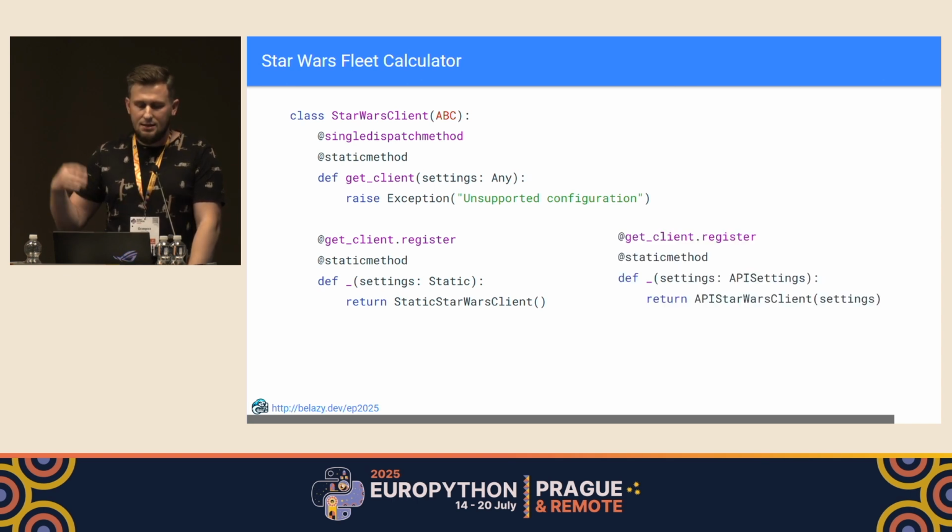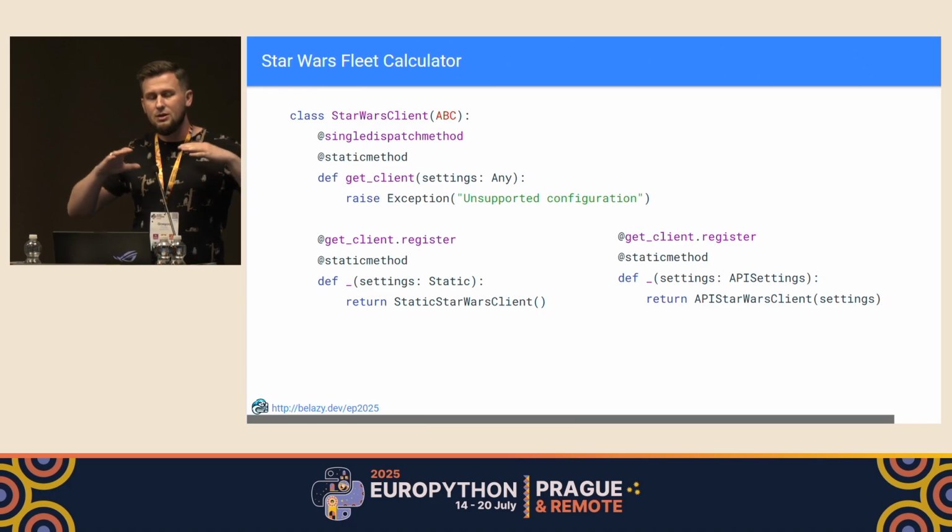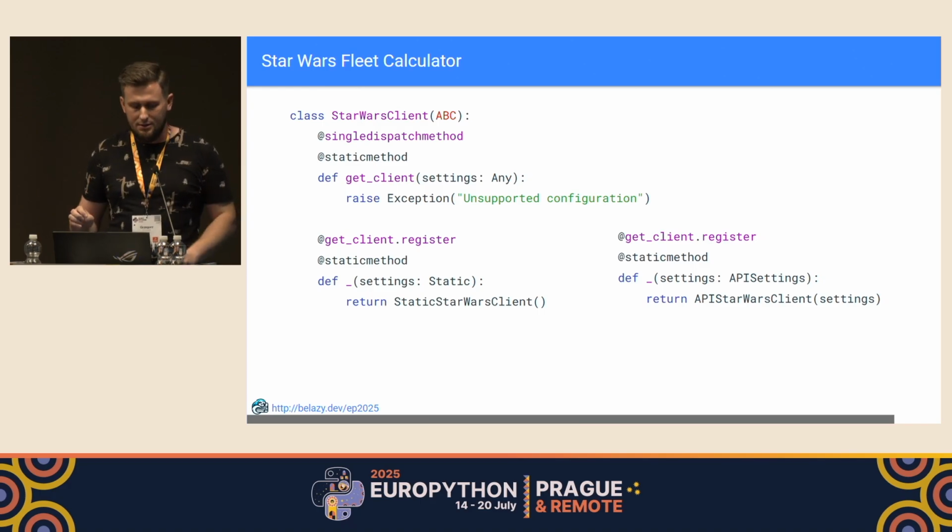And we can register another implementation that expects API settings, and this will return the API Star Wars client implementation. So something totally different.